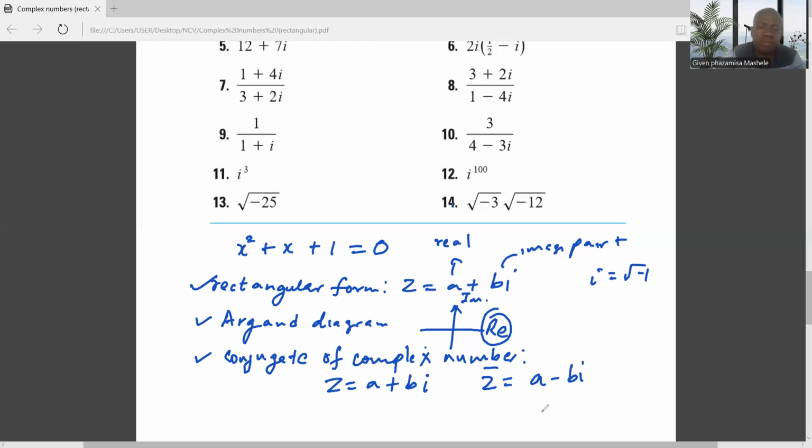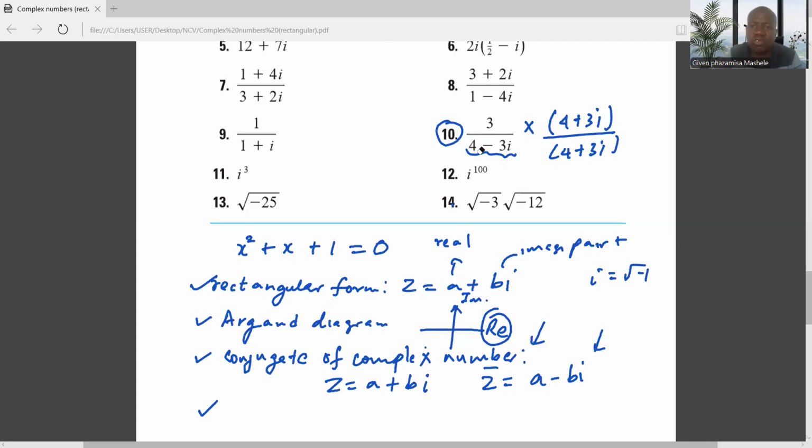Same applies. We went through the division of complex numbers, but when you are simplifying complex numbers where you are dividing, you need to always use the conjugate of the denominator. Very important. Like, for example, if you look at number 10, it means this one should be 4 plus 3i, because we do the conjugate of the denominator.